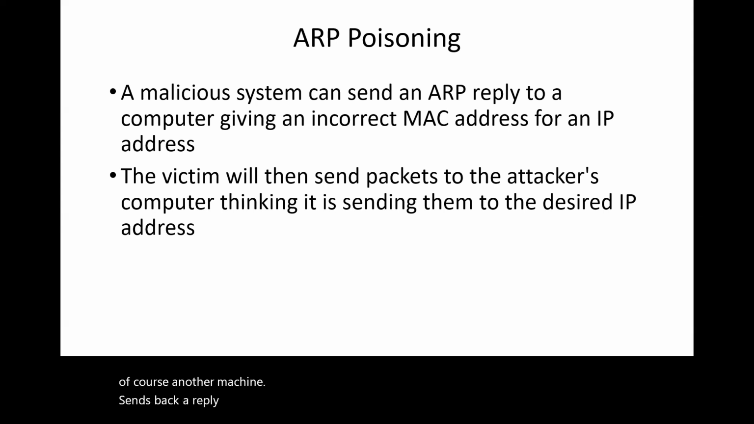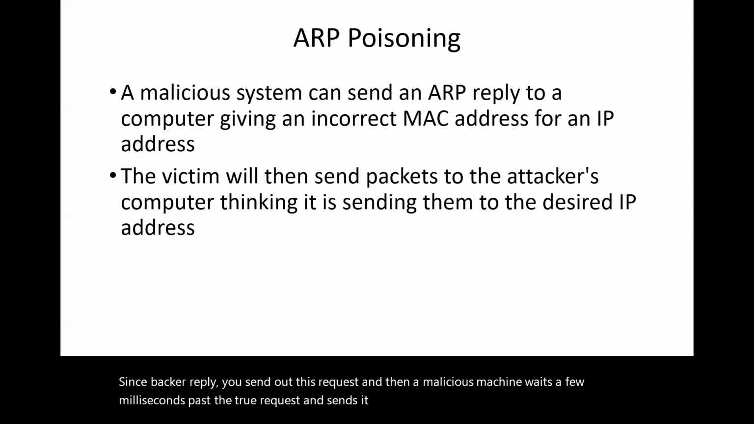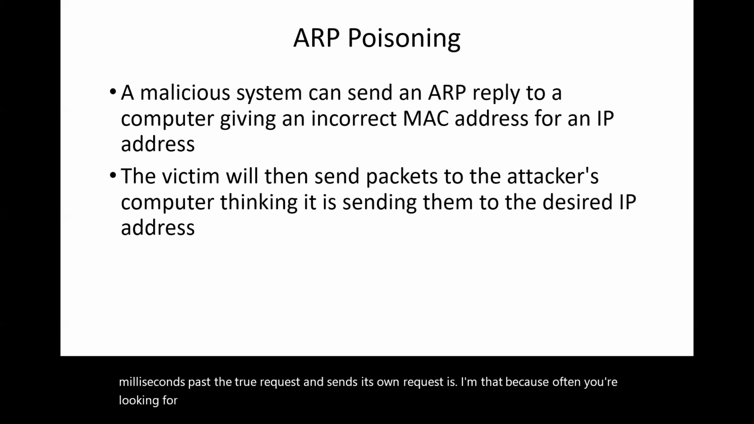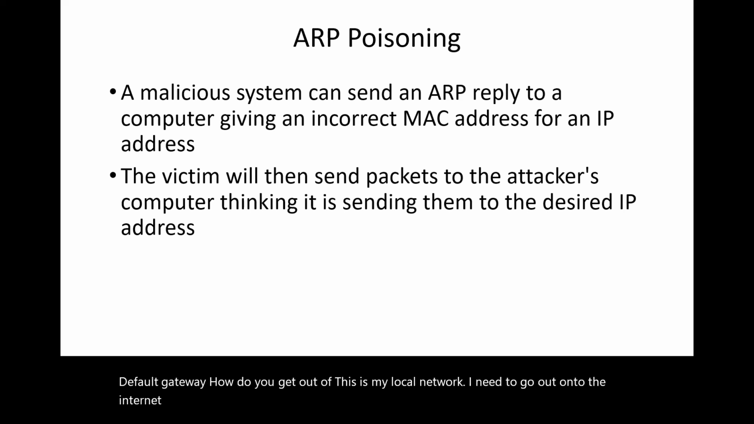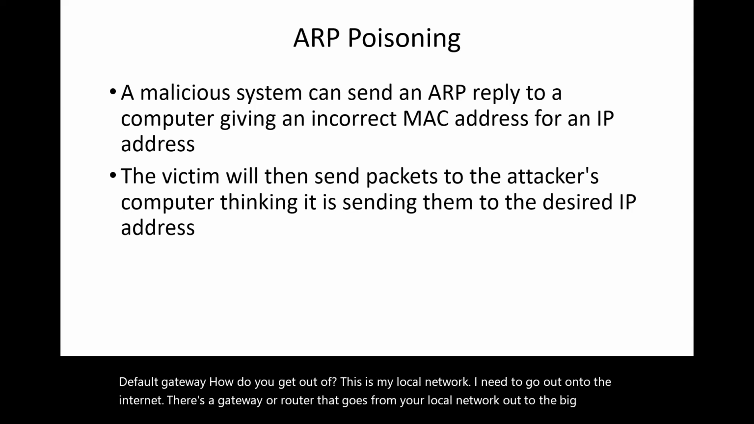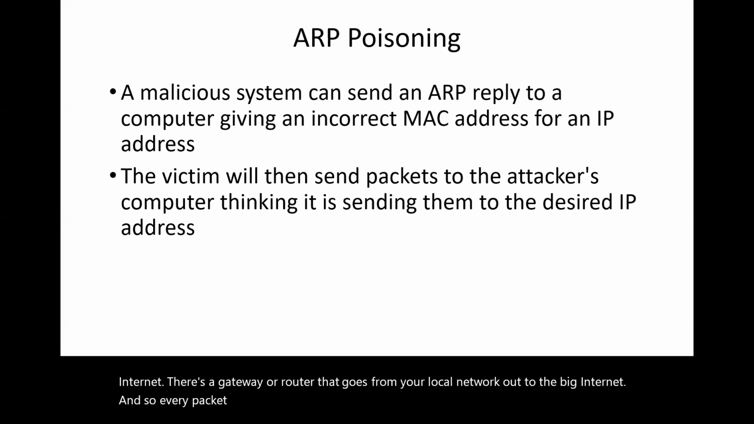You send out this request, and then a malicious machine waits a few milliseconds past the true request and sends its own reply. Says, oh, I'm that. Because often you're looking for the default gateway. How do you get out of this? This is my local network. I need to go out onto the internet. There's a gateway or router that goes from your local network out to the big internet. And so every packet that goes from your local network has to go to the router, and the router sends it out on the internet.